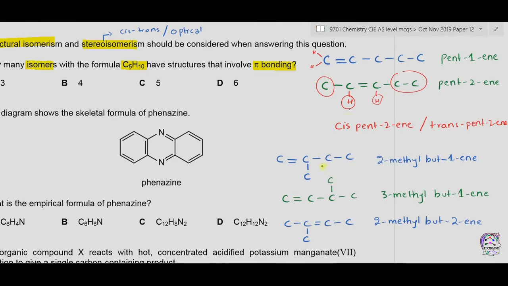Now we can see that neither of these structures has any chiral carbon present, so there will be no optical isomerism. Now the isomers are pent-1-ene, cis-pent-2-ene, trans-pent-2-ene, 2-methylbut-1-ene, 3-methylbut-1-ene, and 2-methylbut-2-ene. So 6 possible isomers have a double bond.